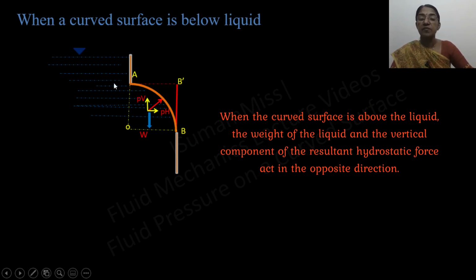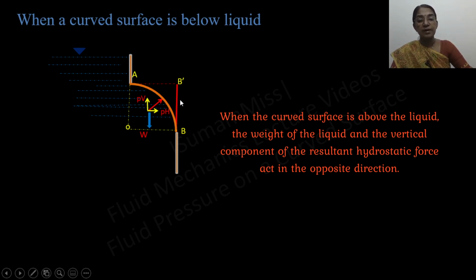But when the problem comes like this, that means this is a curved surface, but it is not coinciding with the water surface. The water is available up to this height. So the horizontal component is the same as we discussed earlier, that is the pressure force which is acting on the vertical projection of this curved surface AB, that is the pressure force acting on this plane BB dash, which is equal to the area of this plane multiplied with the pressure passing through the centroid of this area.